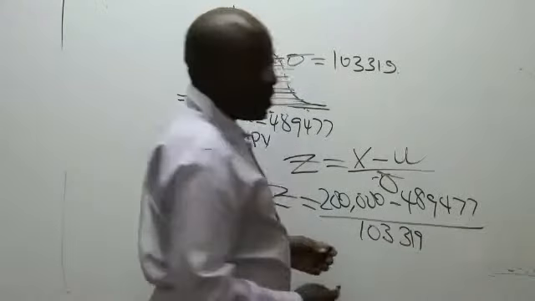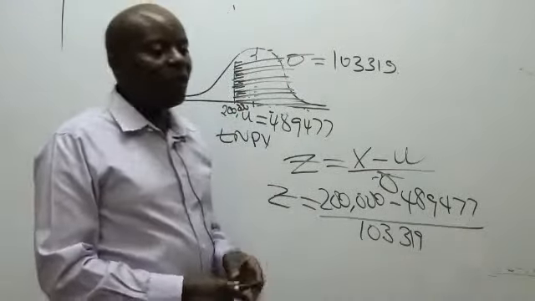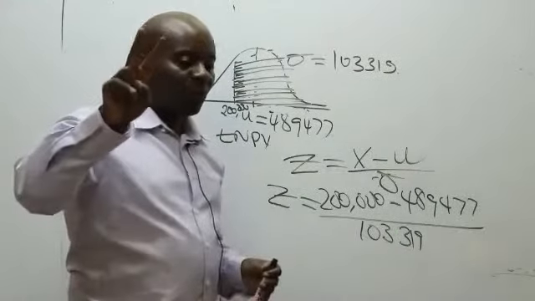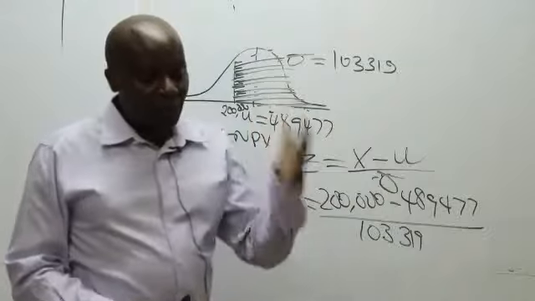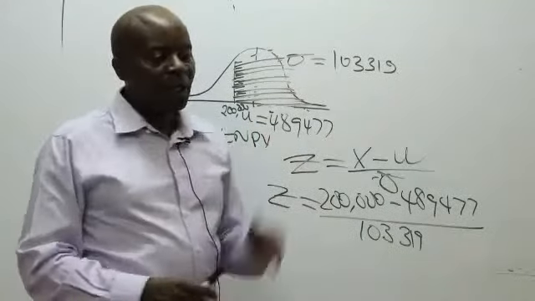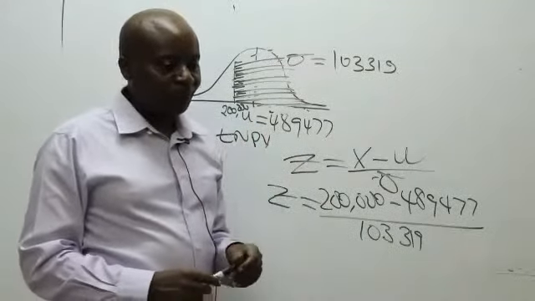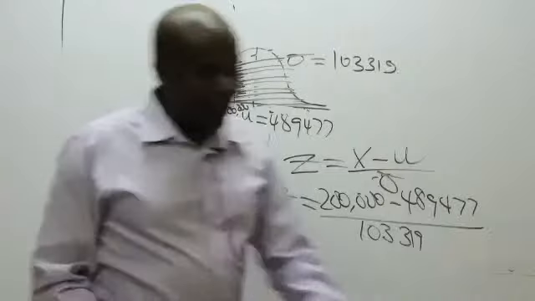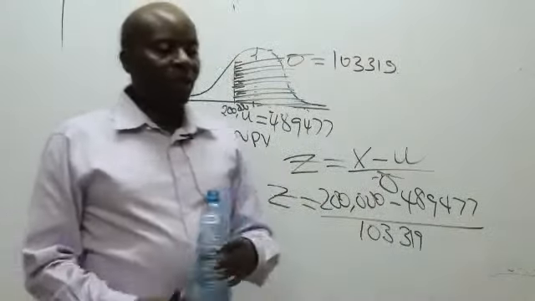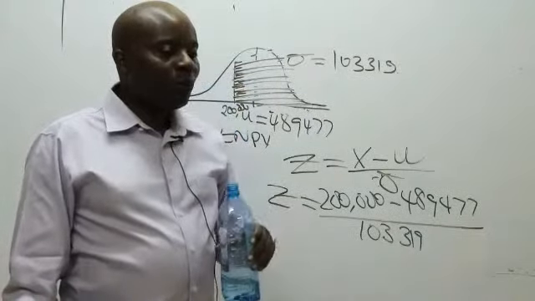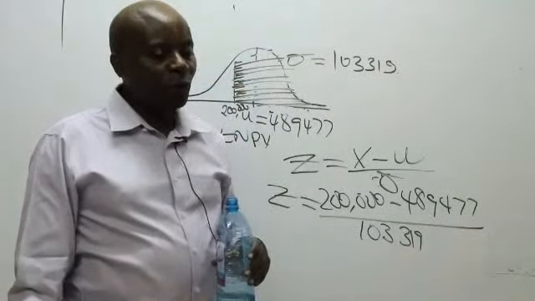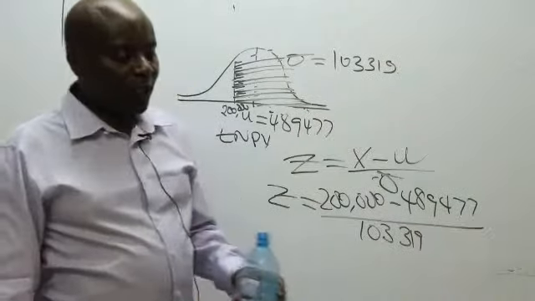Could you kindly give me this Z in 2 decimal places? What are we getting there, somebody? Karen says minus 2.80.